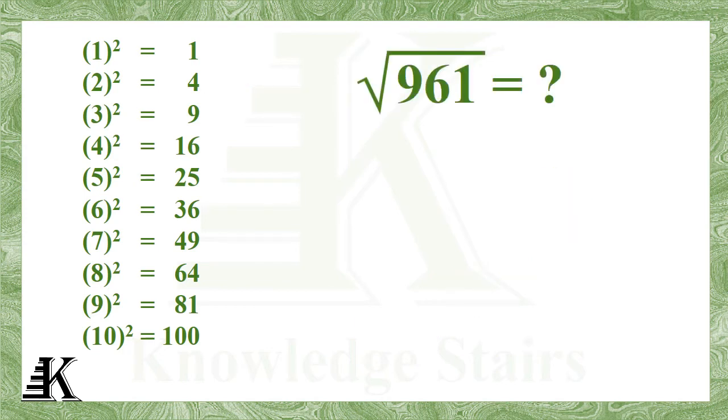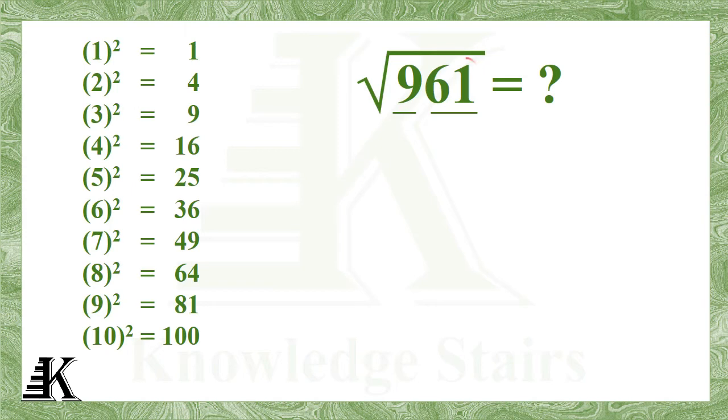Now for calculating the square root, first of all we will make the pairs of two numbers from the last. Now again we have two pairs. One pair has two numbers, that is 61, and the other pair has only one number, that is 9. First of all we will see which number is at the ones place in the first pair.